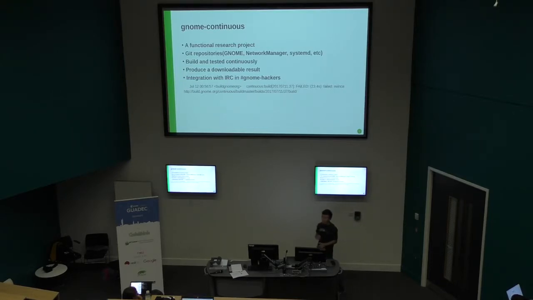And the main idea of GNOME Continuous is that it monitors, I think, more than 200 Git repositories, and most of them are GNOME applications. It also has NetworkManager and systemd, et cetera. So if there is a commit that goes up in any of the repositories, GNOME Continuous will build that project and produce a downloadable result, which is a qcow2 image.